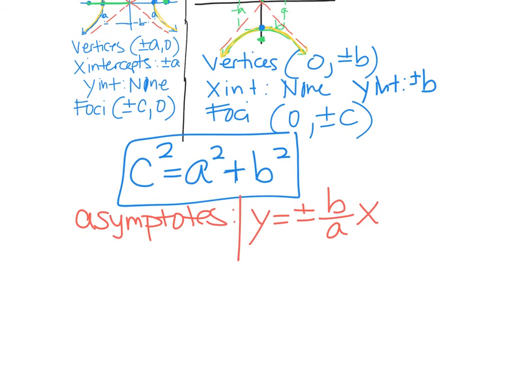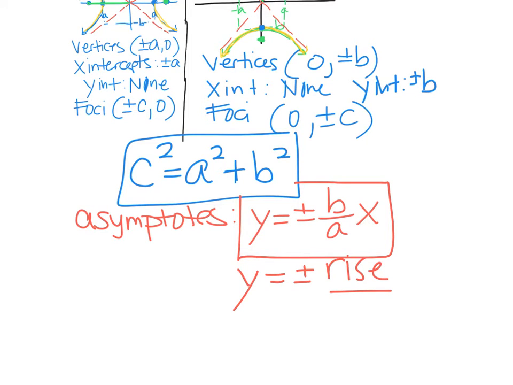Now, for those of you who are stinking tired of all these things that you're trying to memorize, it's actually not that bad. All you do is this. From the center, you count the rise, which is the B. You know rise. And then you count the A, which is the run. Okay? So all it is is y equals plus or minus B over A times x. It's like the slope, rise over run. Okay? That's all it is.